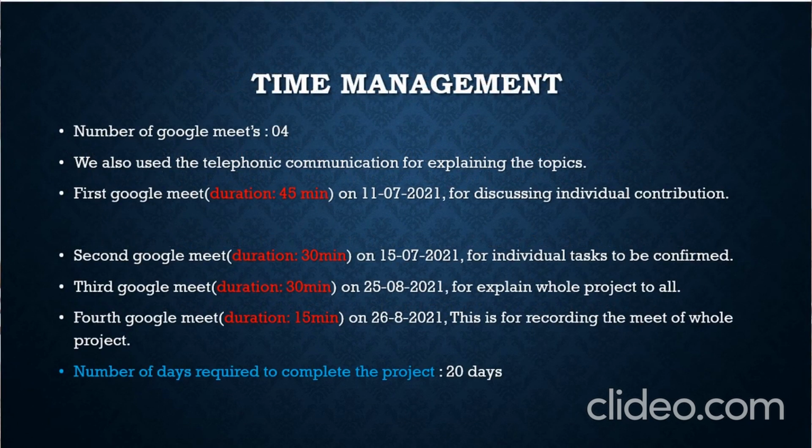Time management. We held Google Meets. The number of Google Meets was 4. We also used telephonic communication for explaining the topics. The first Google Meet was on 11 July. Its duration was 45 minutes for discussing the individual contributions. And the second Google Meet was on 15 July 2021. Its duration was 30 minutes for individual tasks to be confirmed.